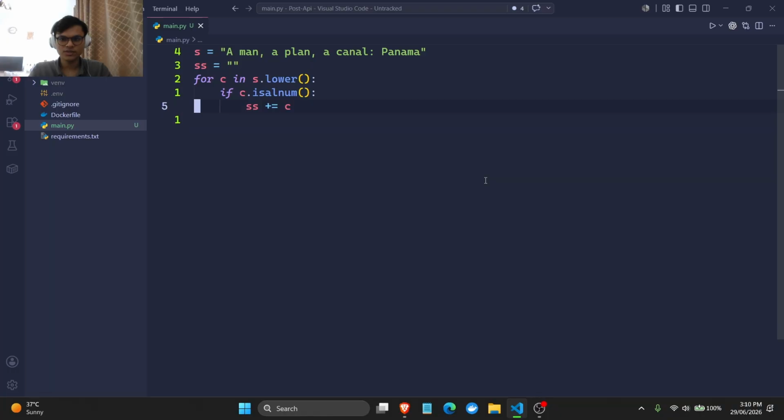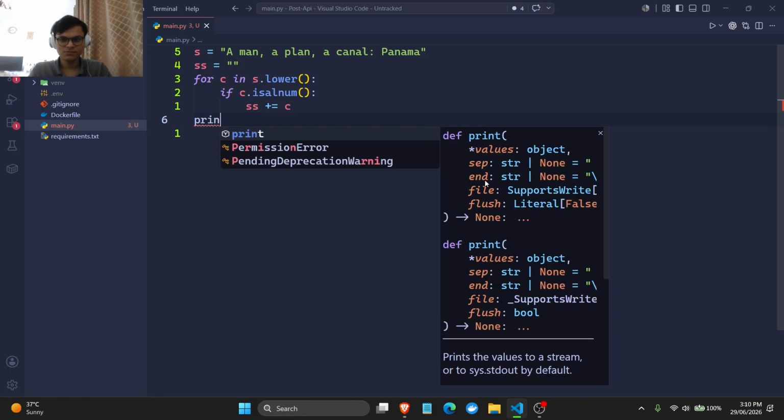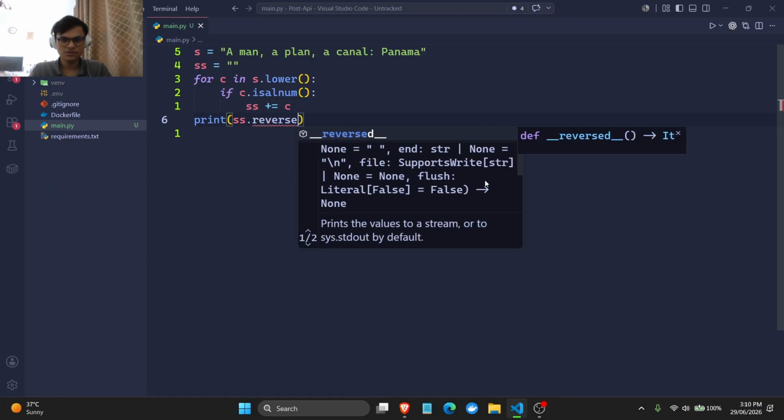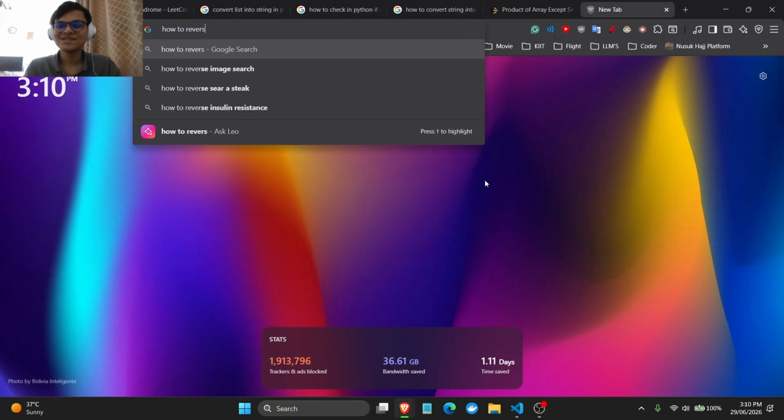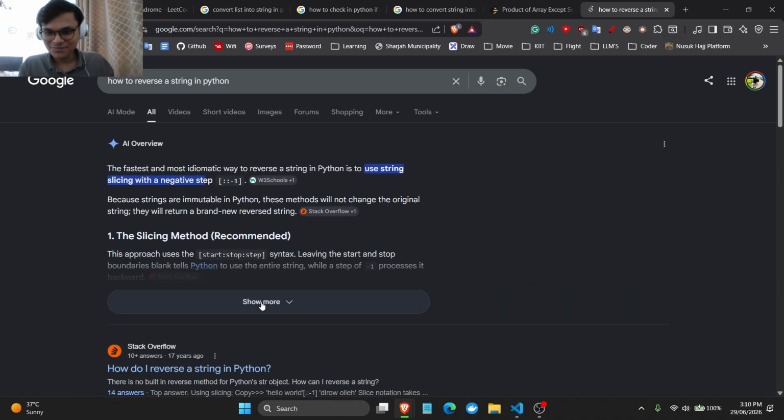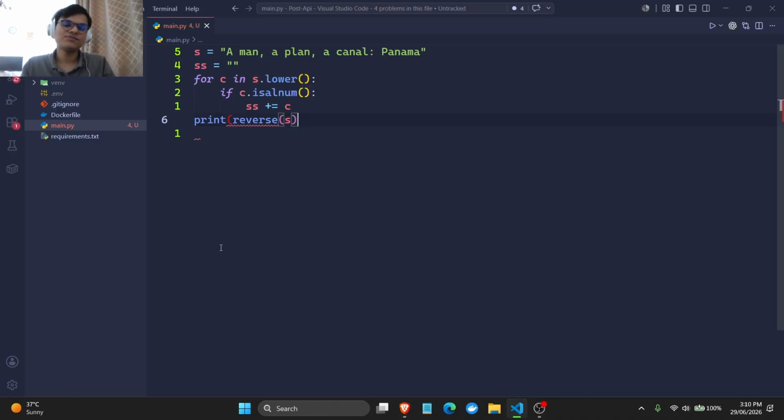Also, just so I know I'm correct, it's print s.reverse. That's not how I use reverse. How to reverse a string in Python? Oh my god. Am I dumb? Oh yeah, okay. I'm so dumb. This is also one of those things you could have done.